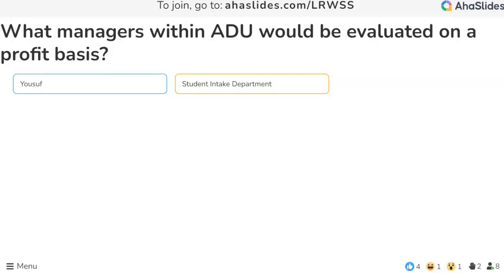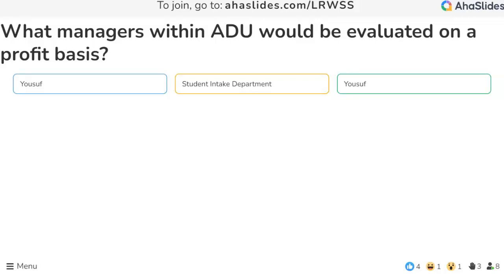Well, we don't have a student intake department. We have a finance department. They collect your money. But who's doing the sales and marketing? Yeah, but they also incur costs. Okay, no. Who within Abu Dhabi University would be evaluated by senior management as a profit center?